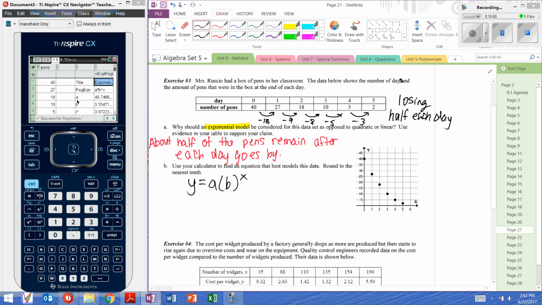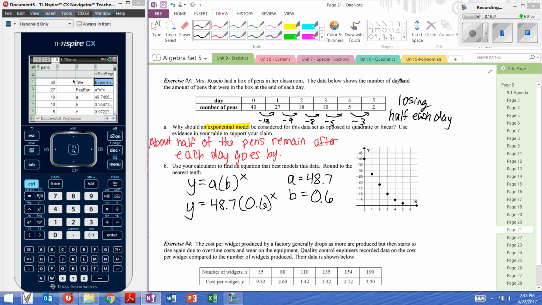So here we have a, rounded to the nearest tenth, is about 48.7, which makes sense. That's our y-intercept, remember. It's a little higher than what we had, but pretty close. And our b value, which is going to be our base, our multiplier, let's hope it's a fraction or a number smaller than 1, and it definitely is. It's about 0.06. Oh my goodness, isn't that almost close to a half? It sure is. So here is an equation that best models this data.